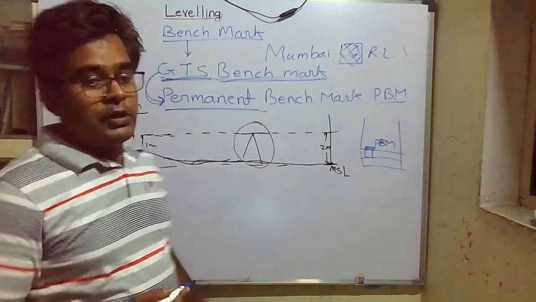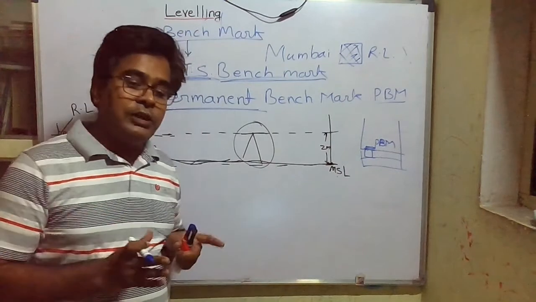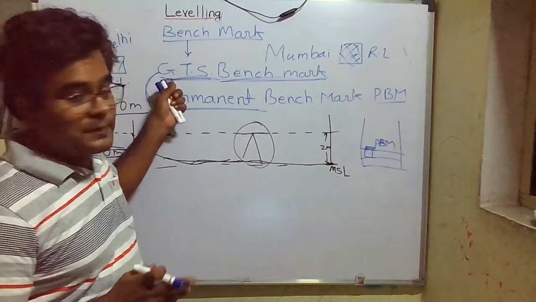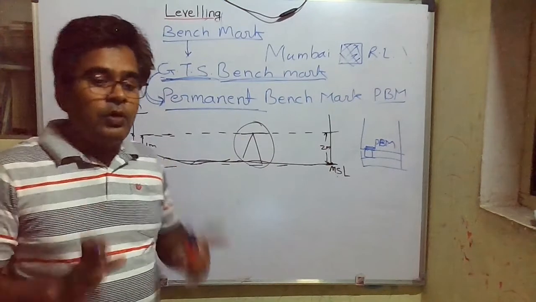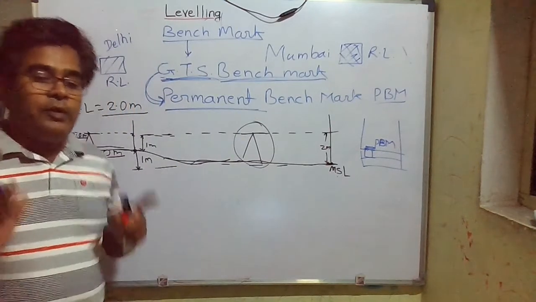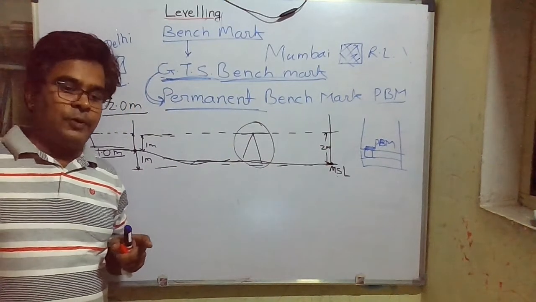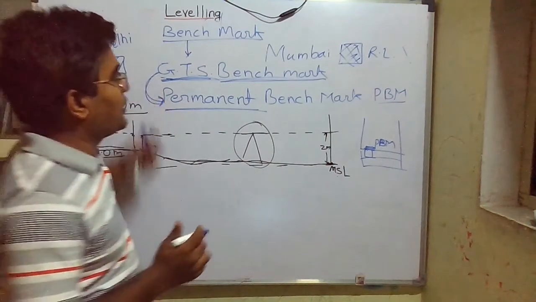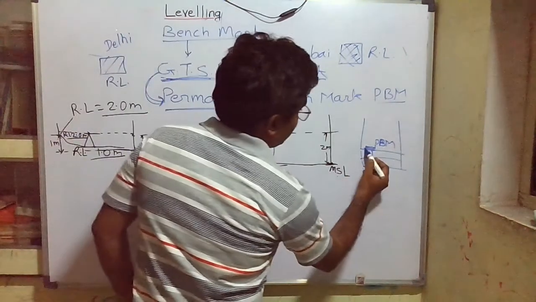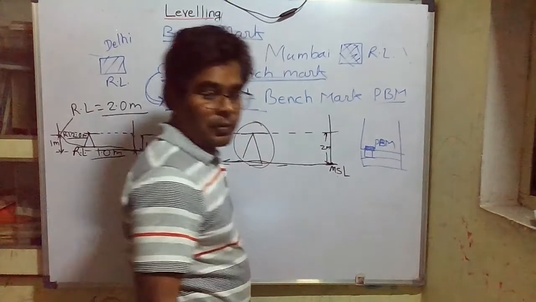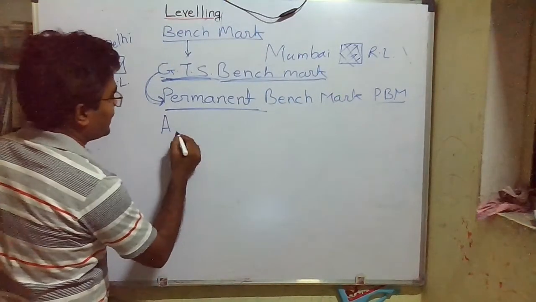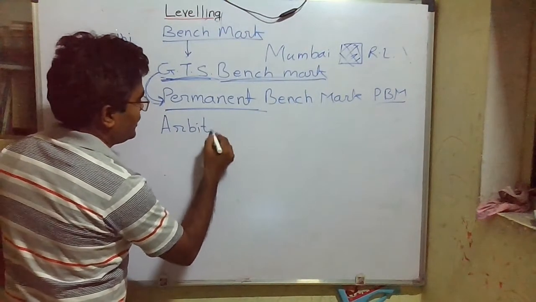Okay, so if we have to do surveying in Amravati and our GTS benchmark is in Nagpur, then we need not go to Nagpur every time. We can take the reference as this permanent benchmark marked in Amravati. The next type of benchmark is the arbitrary benchmark.